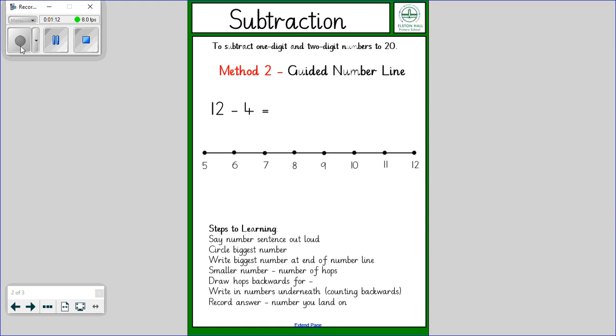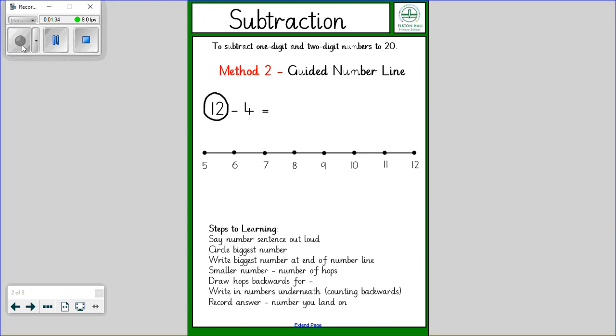The second method that we use when solving subtraction in Key Stage 1 is a guided number line. This is a number line that already has the numbers in place for you. Again, we say the number sentence out loud, in this case 12 take away 4 equals. Then we circle the biggest number, in this case the number 12.